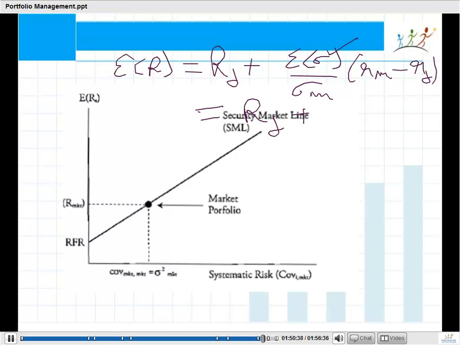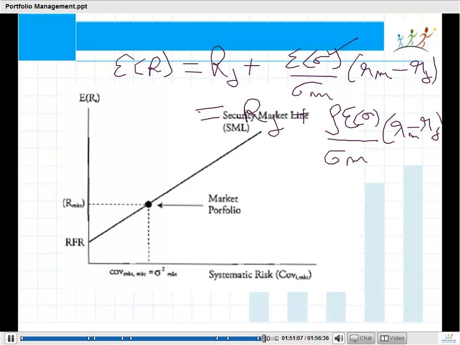risk zero. So the capital asset pricing model says that the expected return on a security is the risk-free rate plus the systematic component of the total risk. The systematic component of the total risk is given by correlation coefficient multiplied by the total risk upon sigma m, into Rm minus Rf.